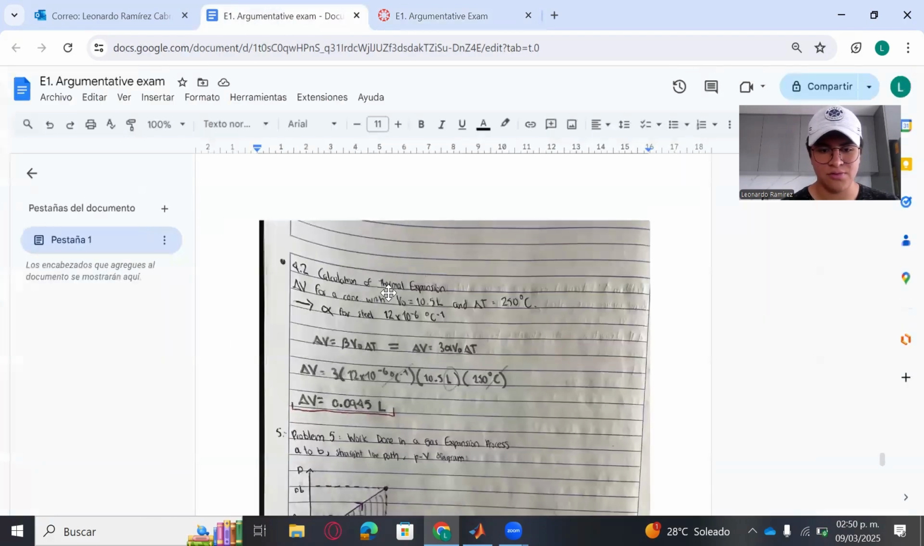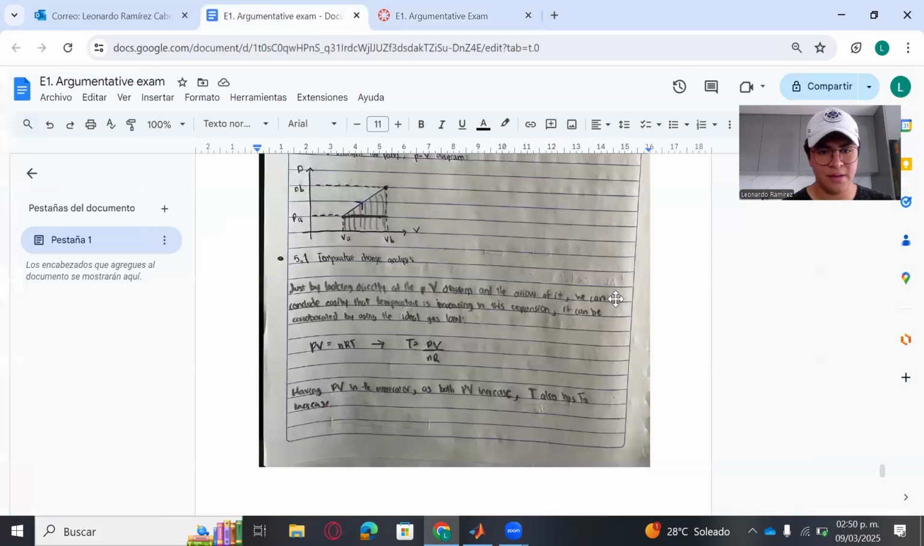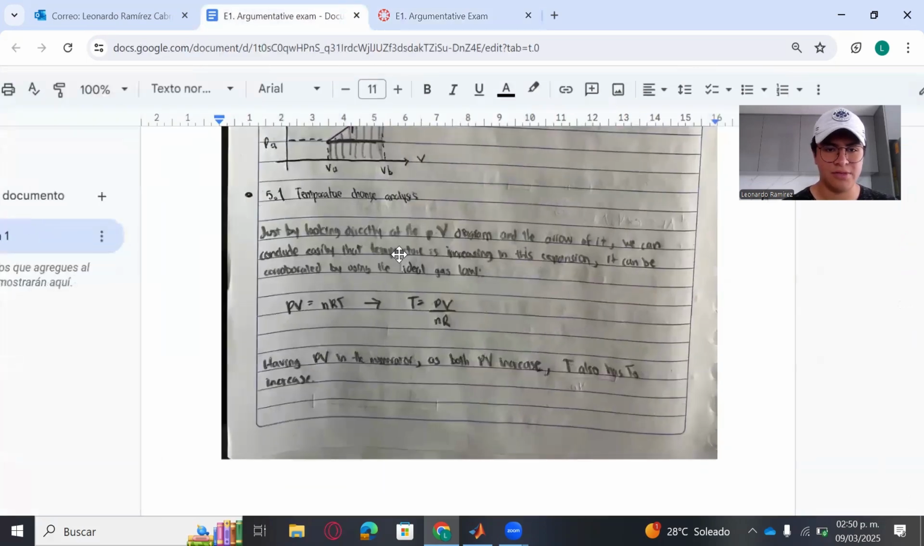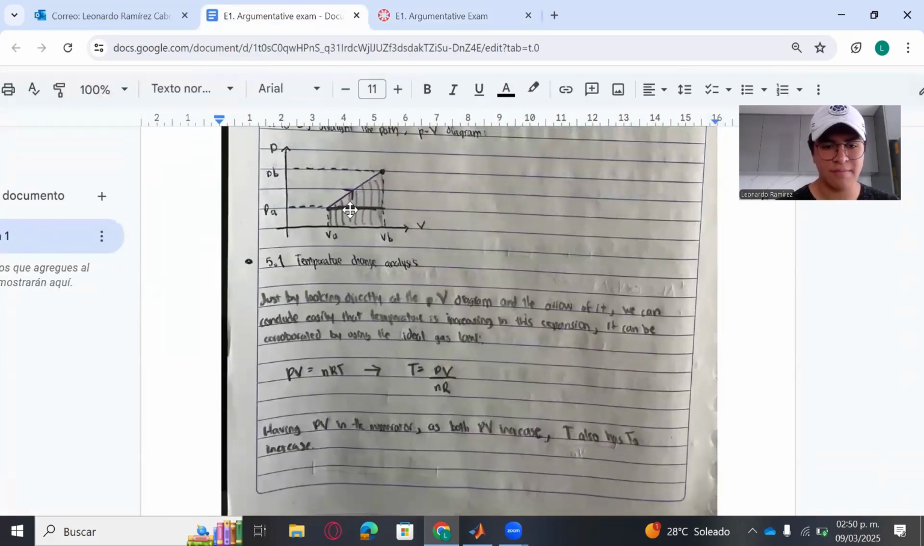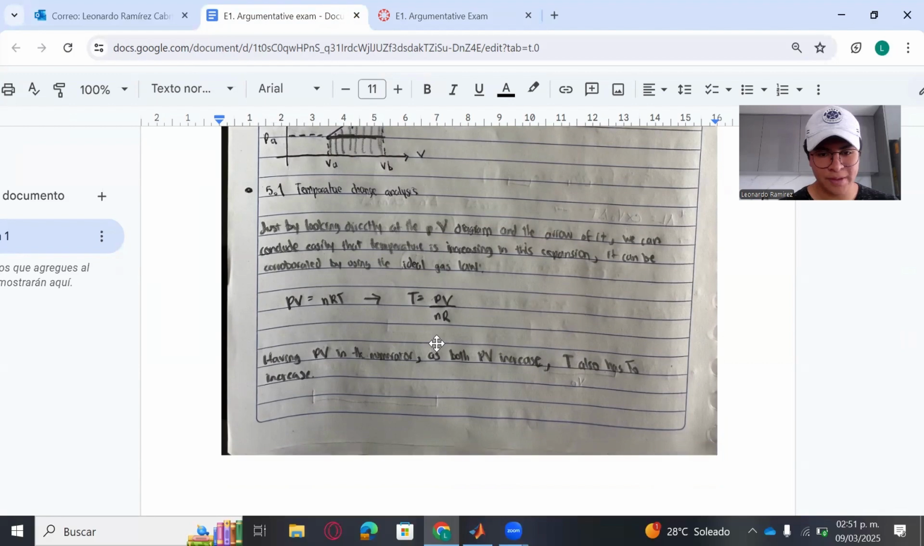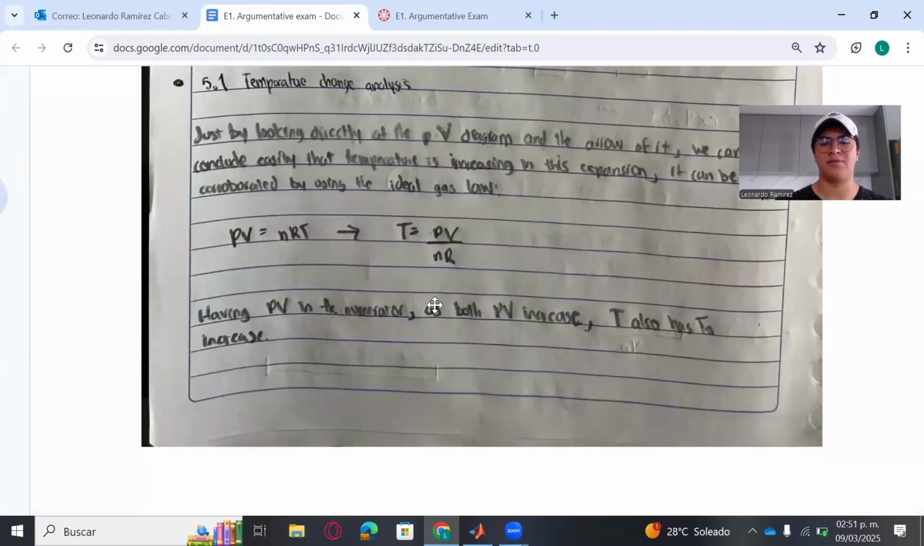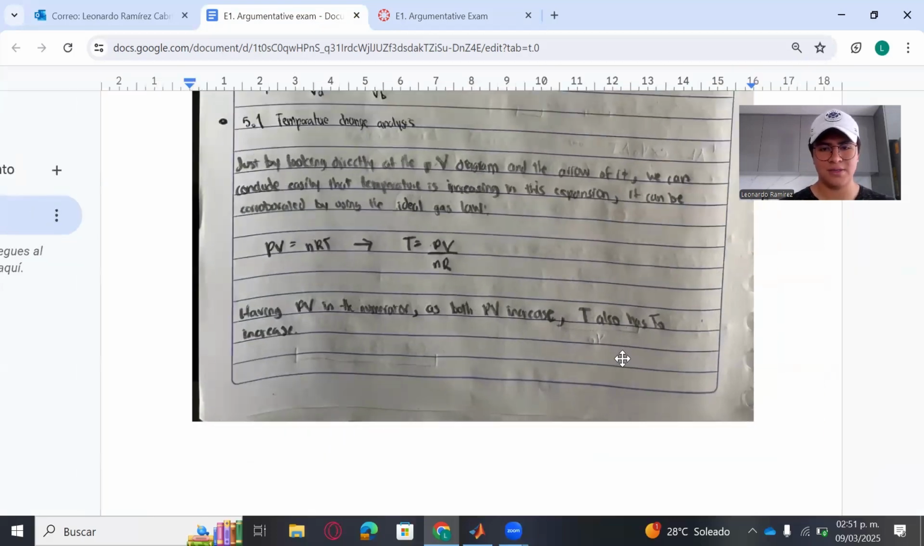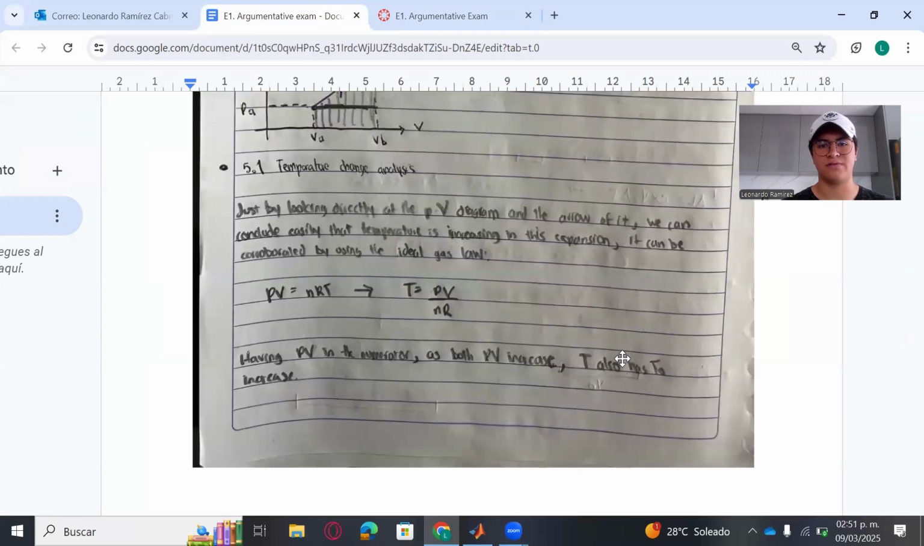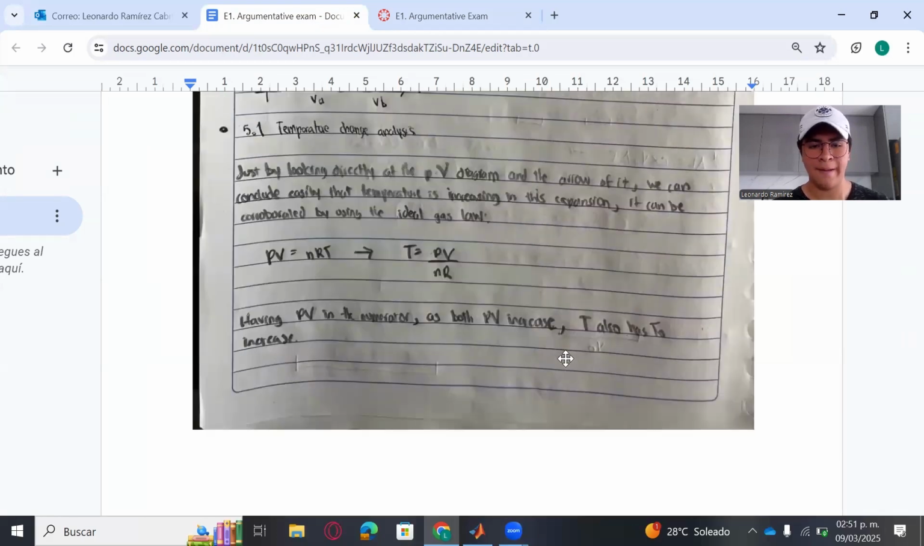Let us go to problem number 5. Just by looking at the PV diagram, we can see that temperature is increasing in this expansion, which is also denoted by the arrow. It can be corroborated by using the ideal gas law and solving for T. Since we have PV in the numerator, as both P and V increase, T also has to increase. That would be the justification for just looking at the diagram.